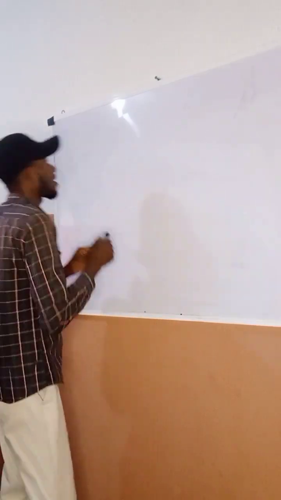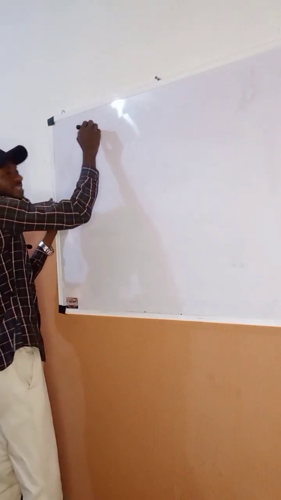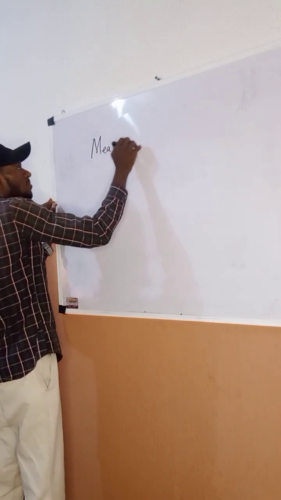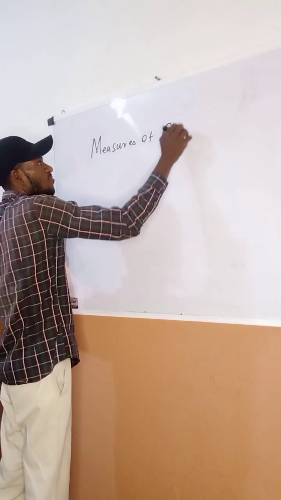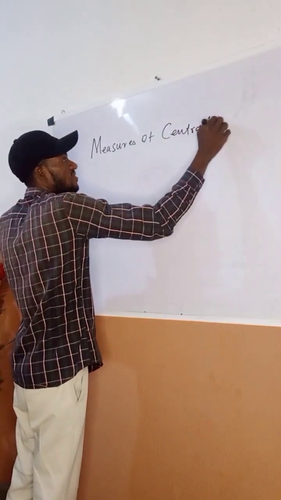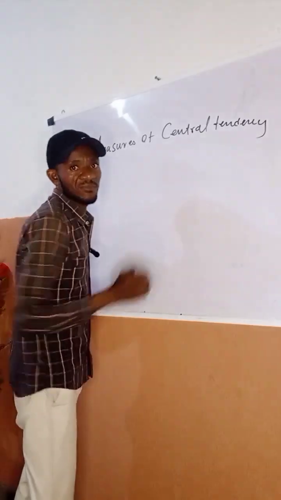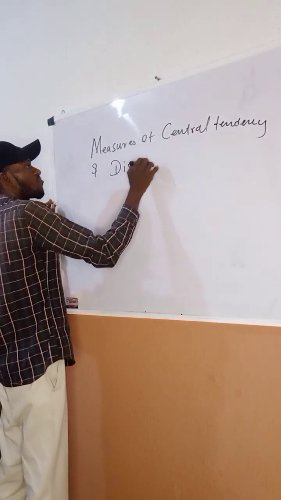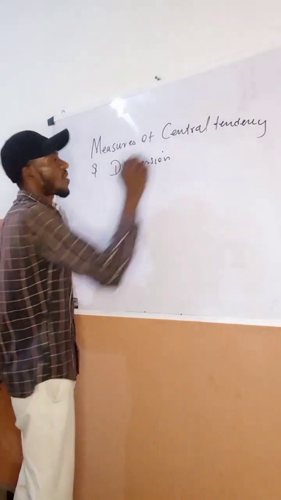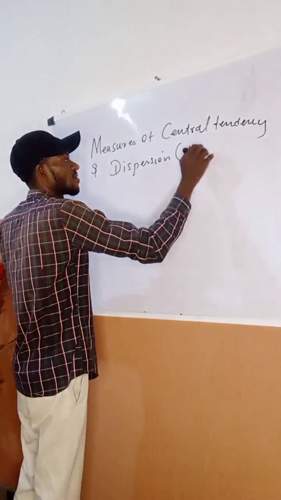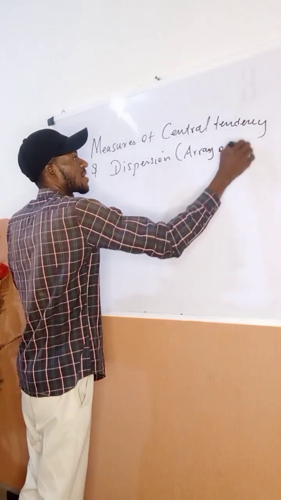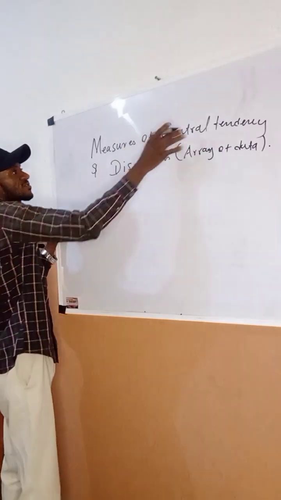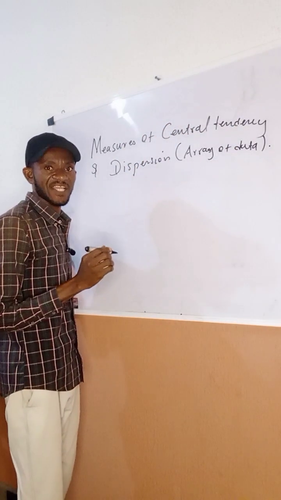I said today we are going to look at measures of central tendency and dispersion for an array of data. Okay? So, of course, we are beginning with central tendency.